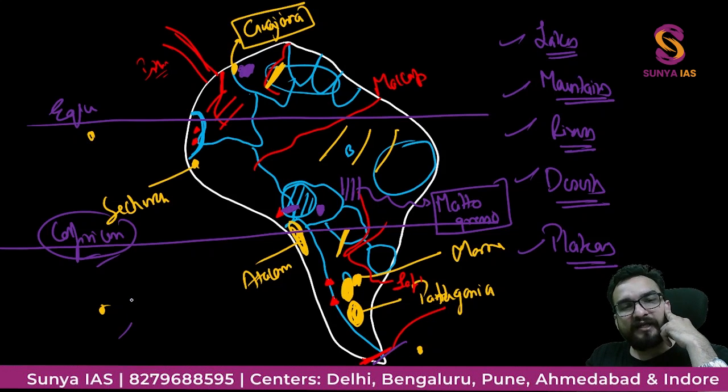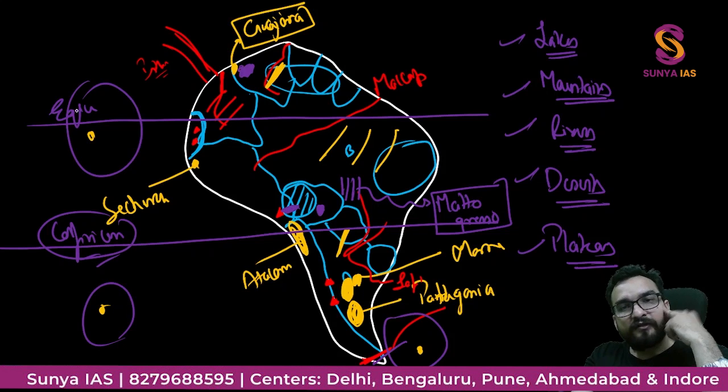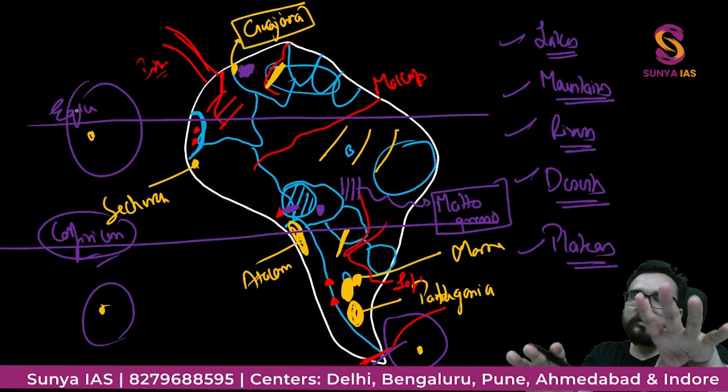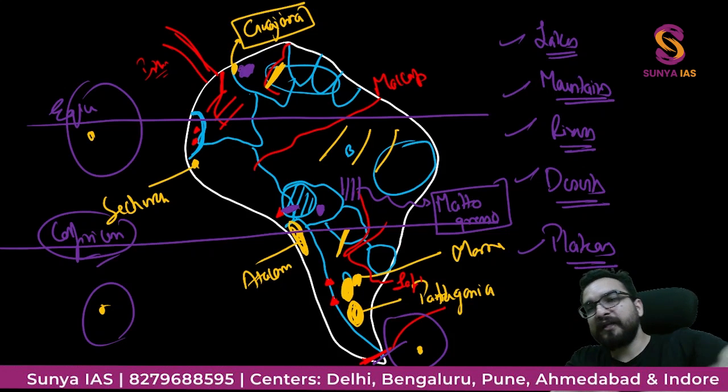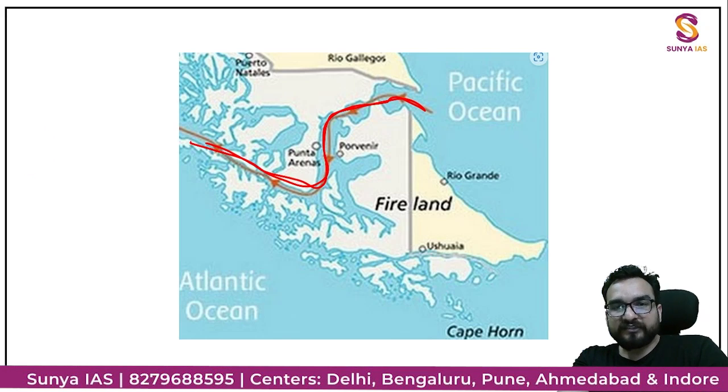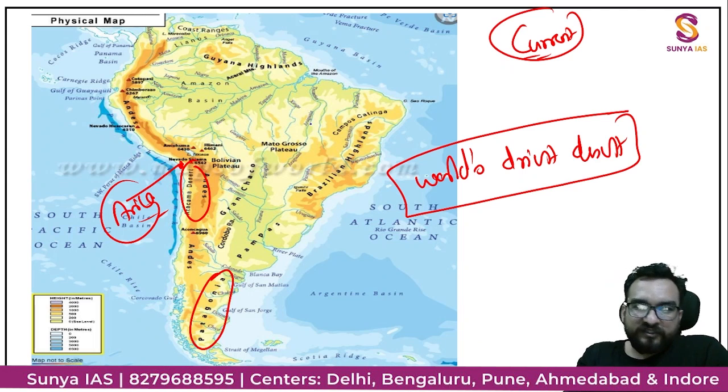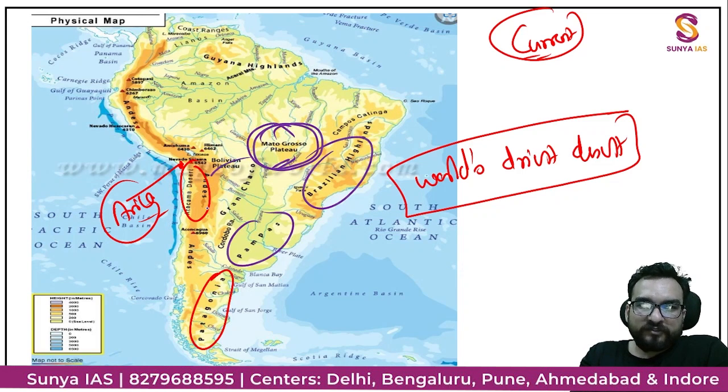Straits you have seen, islands you have seen. Try to map, try to draw all these features again on your own and just close it, guys. Then you move forward and I'll meet you in the next class, right? Just wait, let me show you Mato Grosso. Can you see this Mato Grosso plateau, guys? Mato Grosso plateau. Brazilian you know, Pampas you know, Gran Chaco you know.